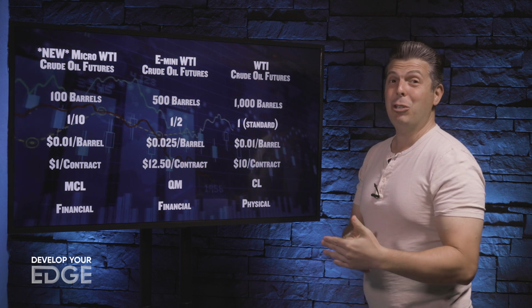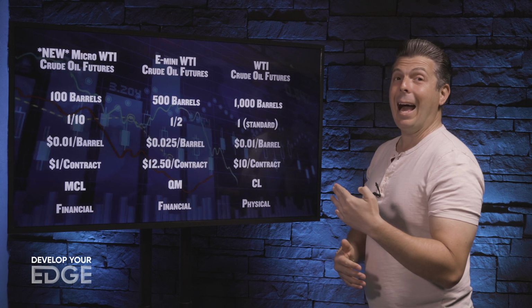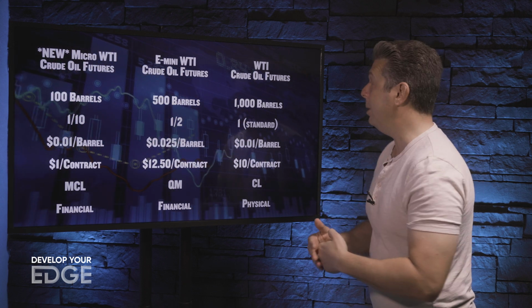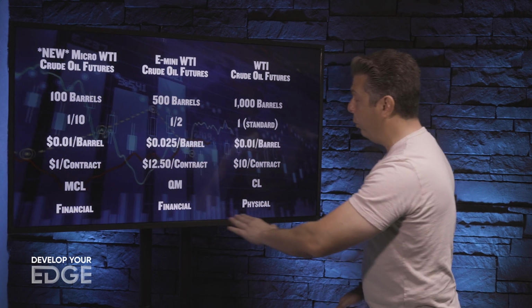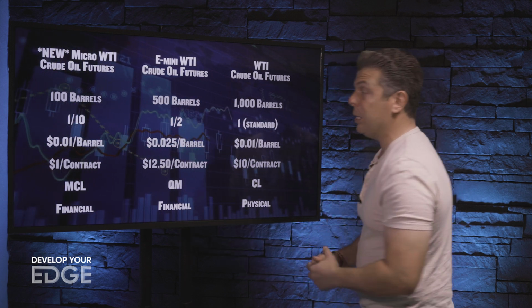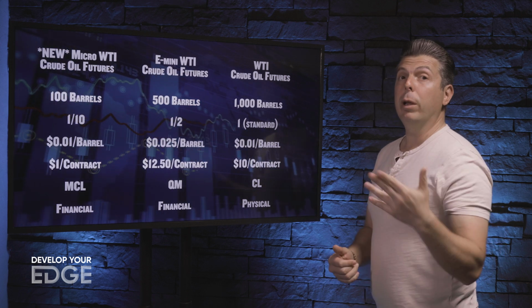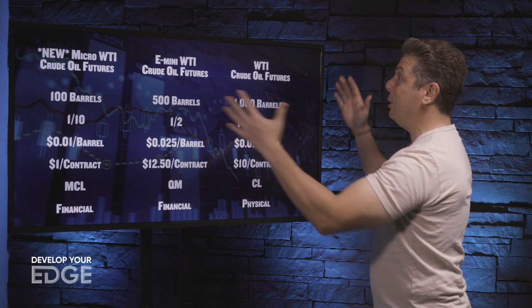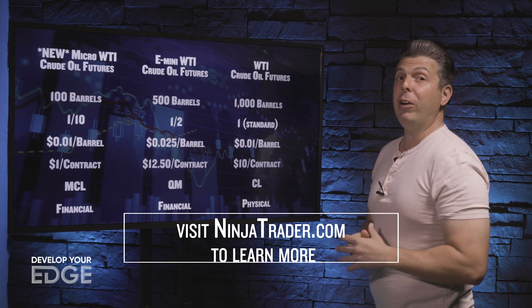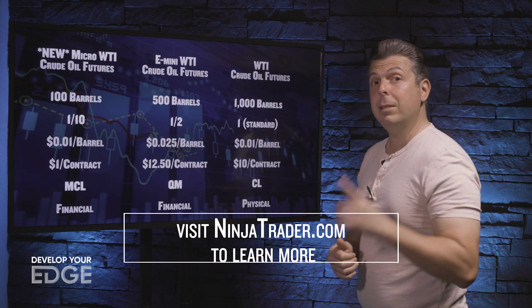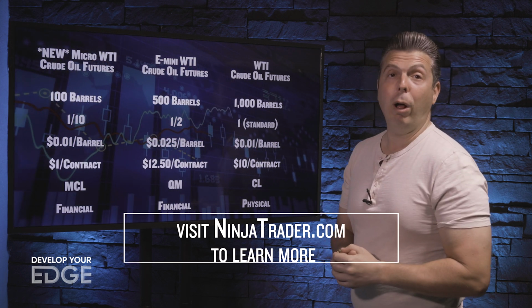So for you as a trader, really depending on your risk tolerance, because most of you aren't really too concerned with physical versus financial, you're more concerned with the tick size and how much you can afford to risk per trade. So as you can see, CME Group gives you 3 different options for the crude oil contracts. Now let's look at a crude oil chart.